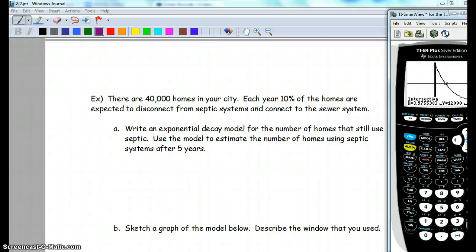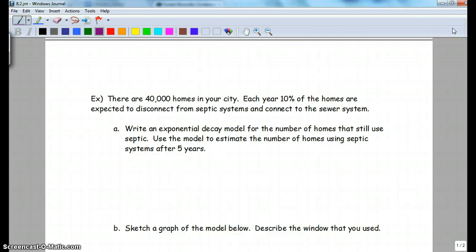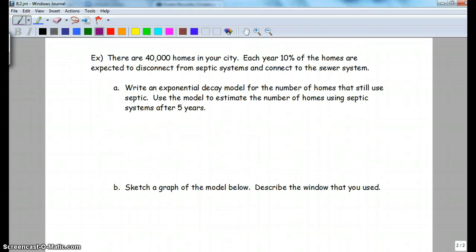There are 40,000 homes in your city. Each year 10% of the homes are expected to disconnect from septic. If you're not sure what septic is, ask me tomorrow and we'll talk all about septic. Some of you know. Those of you who don't, you might not like what septic is. Glad you have a sewer system.